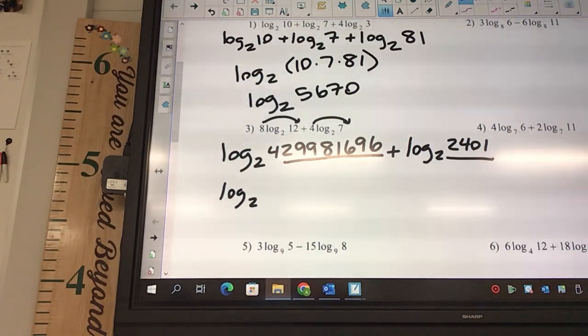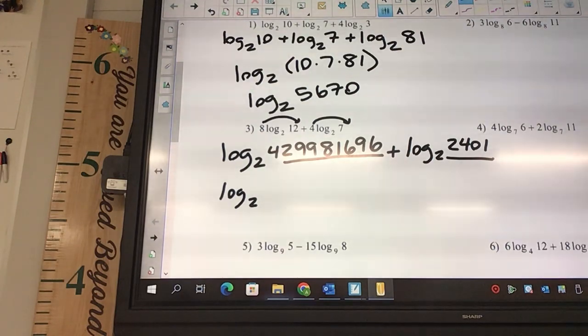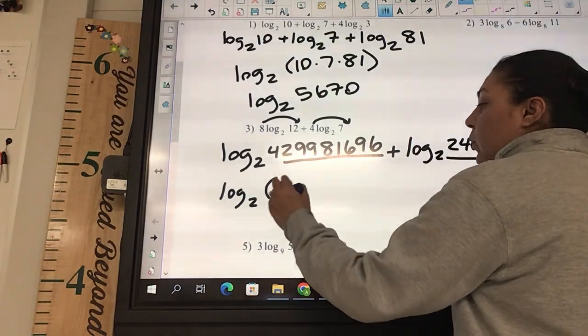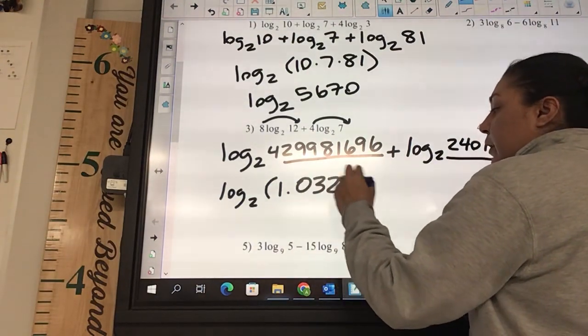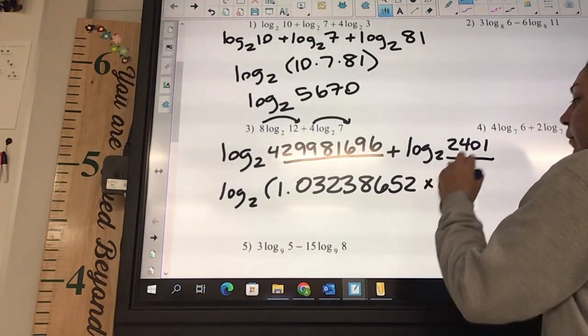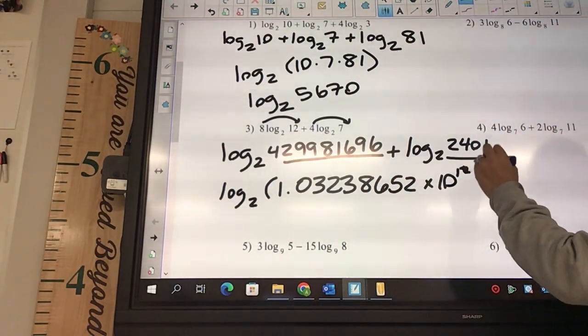It's 429 million. I got 1.032384611. Did you get that? Did you get that 12 too? Yeah, that's actually wrong. It's 10. That's 10 to the 12th power. Okay, what do you guys get? Read me the number. 1.0323 86052 times 10 to the 12th power. Okay, now let's talk about what that means.